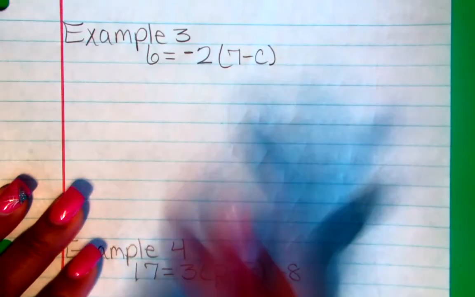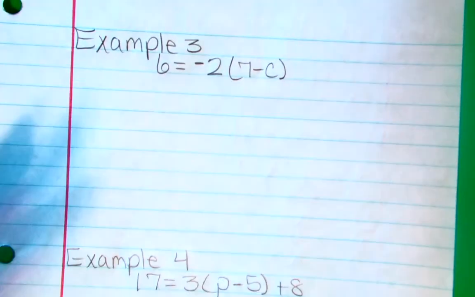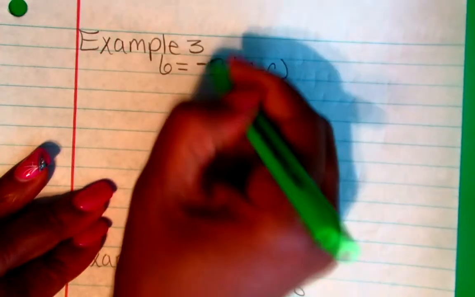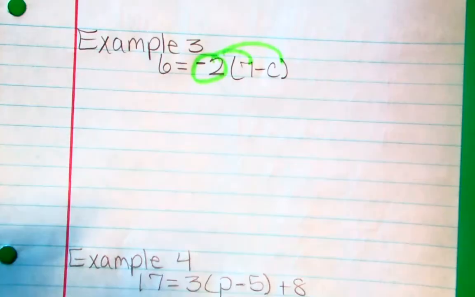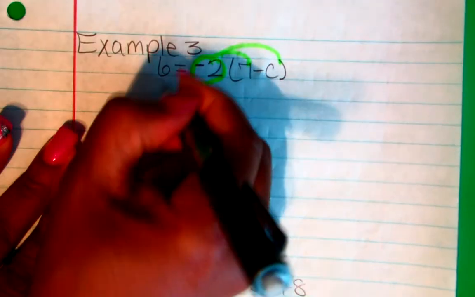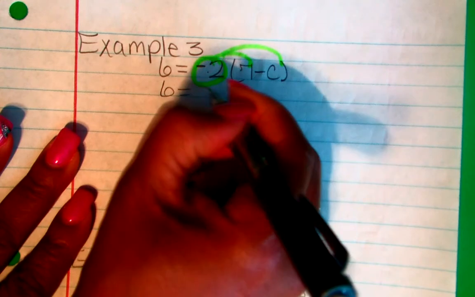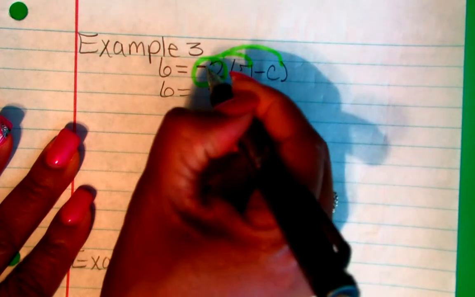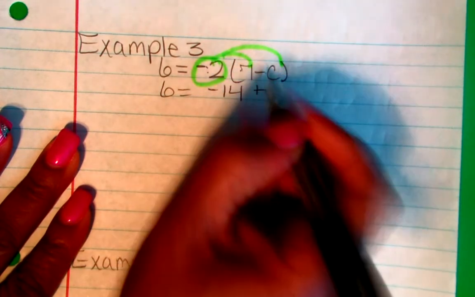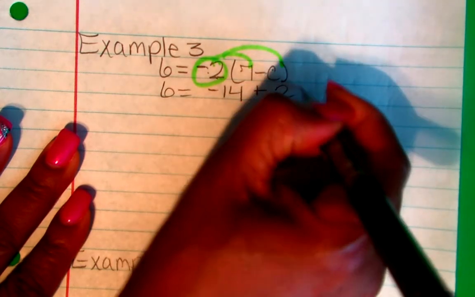Example 3. Get rid of the grouping symbol. What are you going to do? You're going to distribute the -2. Okay, so we got negative, bring down your 6. -2 times 7 is -14. Negative times negative is a positive. So 2 times c is just 2c.